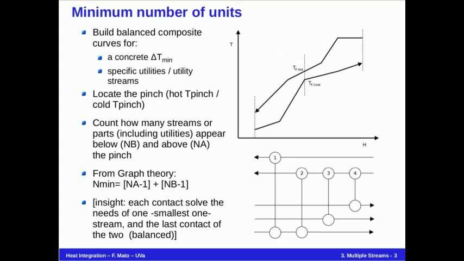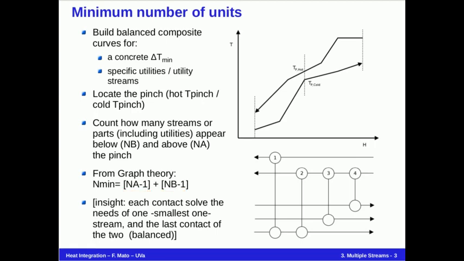Once that's done, the minimum number of units is easy to calculate. It is the number of streams or parts above the pinch minus 1, plus the number of streams or parts below the pinch minus 1.